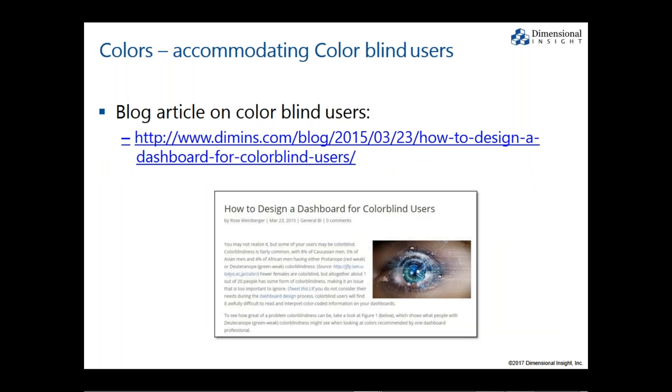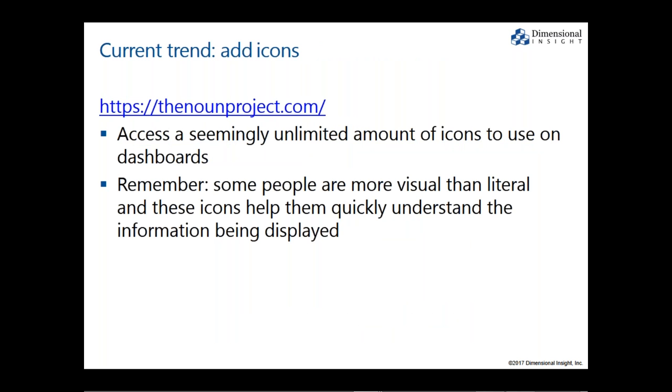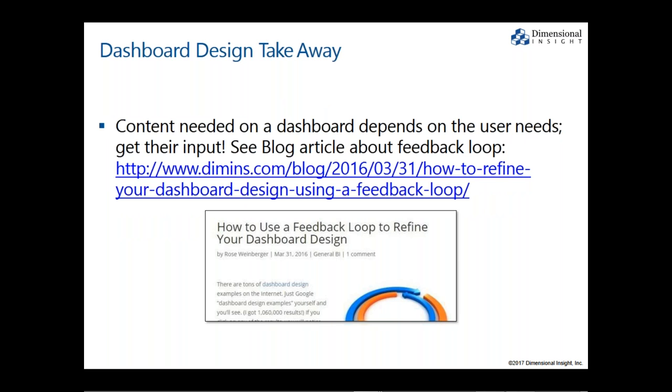You may not realize that some of your users are colorblind. If they are, you should follow the instructions in this article to accommodate their needs. Finding high-quality, low-cost imagery is not a problem when you go to this website. You may recall that the new menu page uses images on every button, so you might need a few images that are unique to your own company. This article shows how to implement a feedback loop so that you can continue to learn what is working and what is not working on your dashboards.